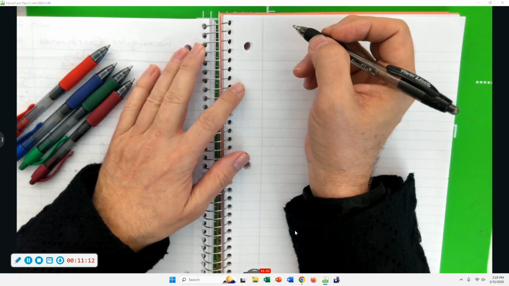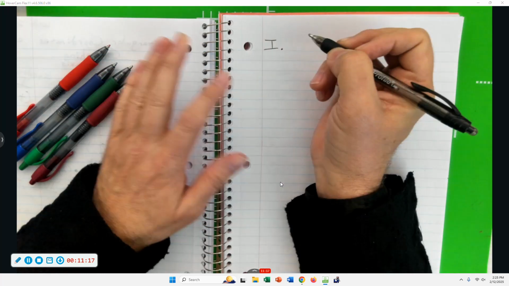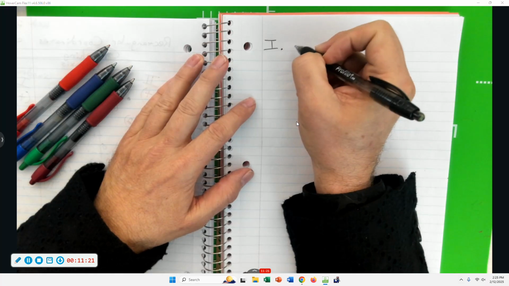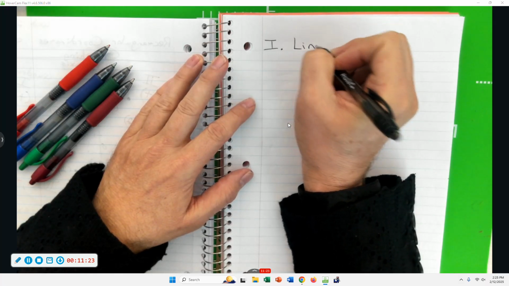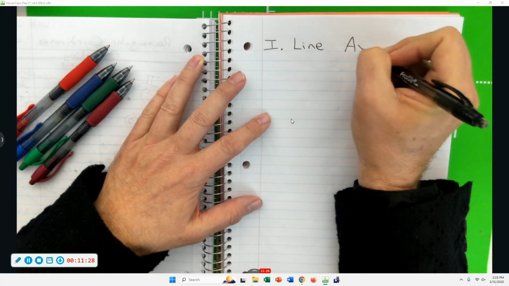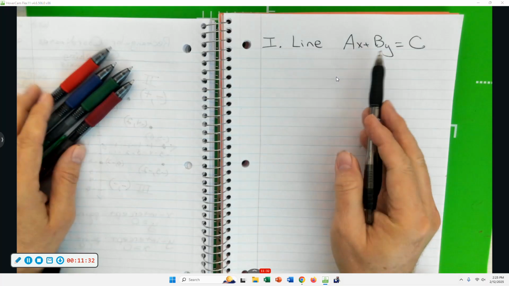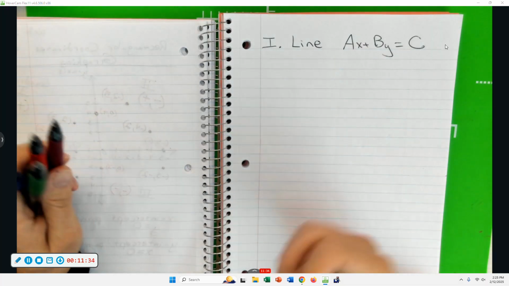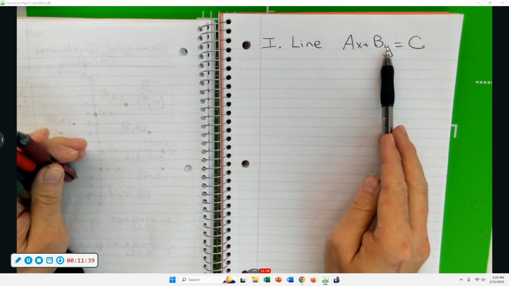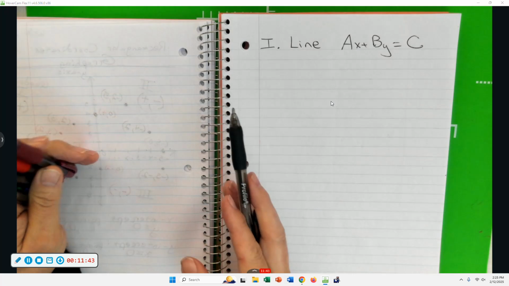So let's see. I think I'll Roman numeral them. The first thing we're going to graph, the most basic graphing equation, is a line. A line can be written in the form ax plus by is equal to c, where a, b, and c are real numbers. A, b, and c are numbers. The letters, the variables, are x and y. Notice there's no x squared, there's no y squared.